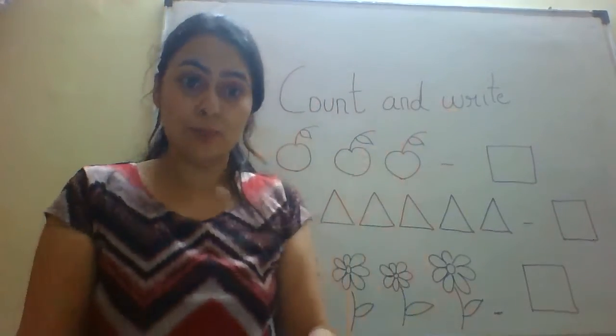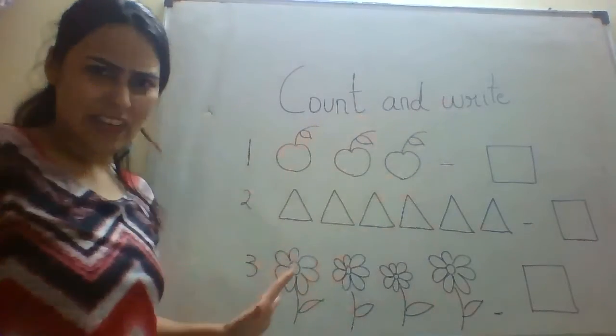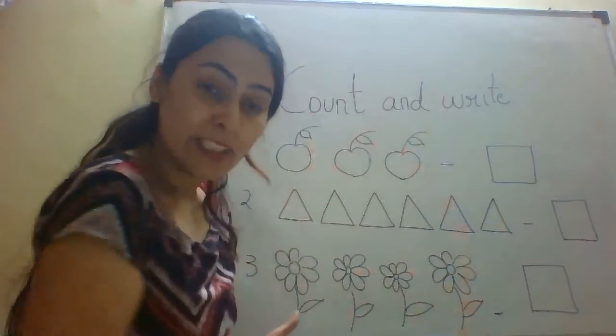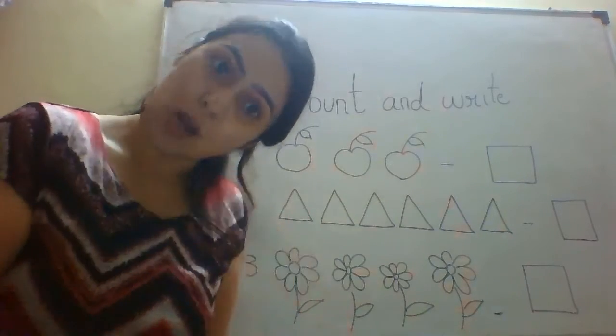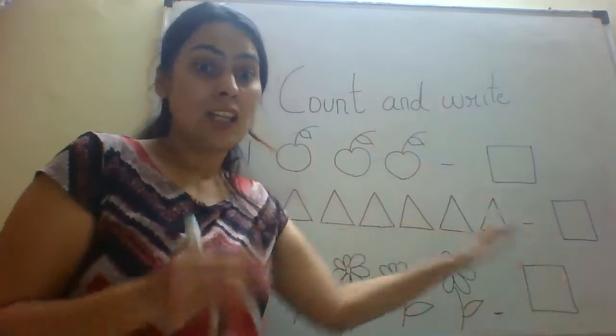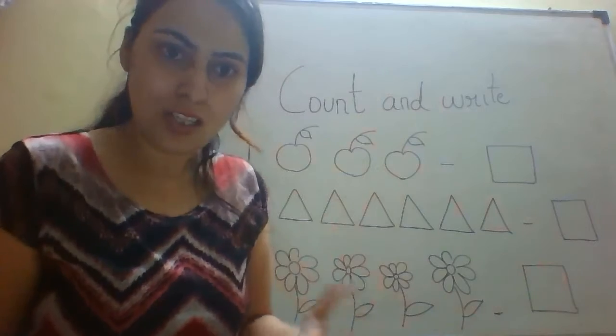Now, what is given here? Count and write. So it is very simple. Here I have drawn some images, some pictures. You have to count those pictures and in front of that you have to write the numbers, meaning what is the count of those pictures?